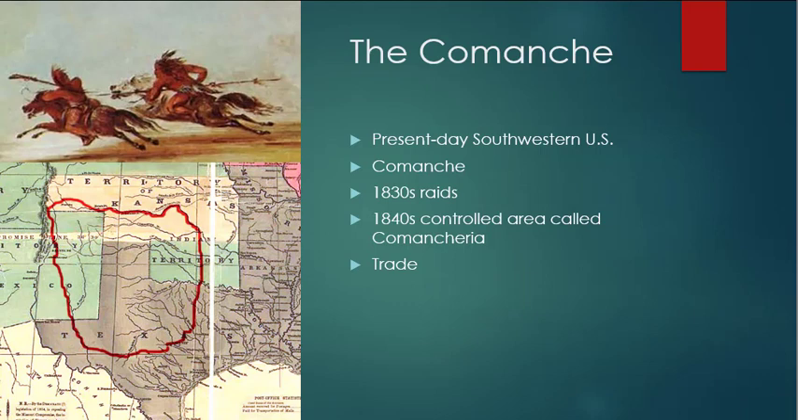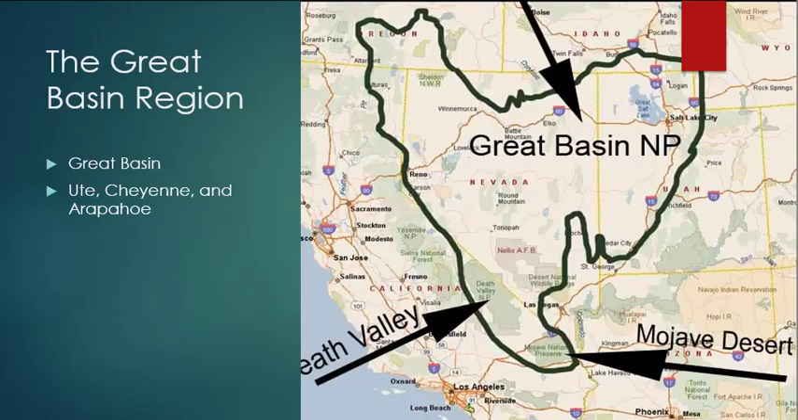But the Mexican-American War will kind of interrupt this trade, and we're going to talk more about the Mexican-American War in a moment. Another area that Mexico struggles to control after independence is the Great Basin region. The Great Basin is an area that is occupied by several Native Americans, including the Ute, Cheyenne, and Arapaho, but others also want to control this area.